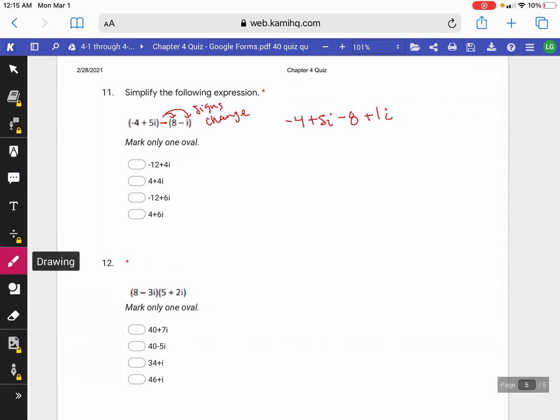Now I'm going to combine like terms, so I can combine negative 4 minus 8, and I get negative 12. And I can combine positive 5i with positive 1i. That comes out to positive 6i. Some students got this one wrong because they just took away parentheses without changing the signs because it was a subtraction problem. Those of you that did that got negative 12 plus 4i as the answer instead.